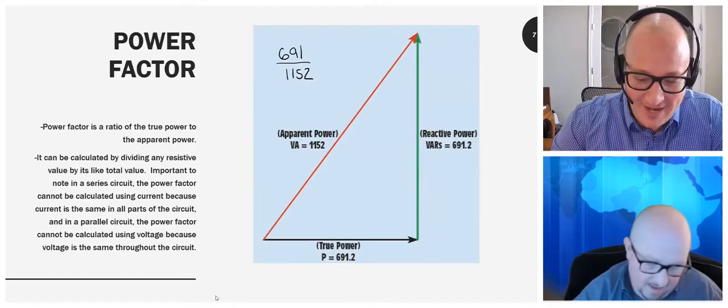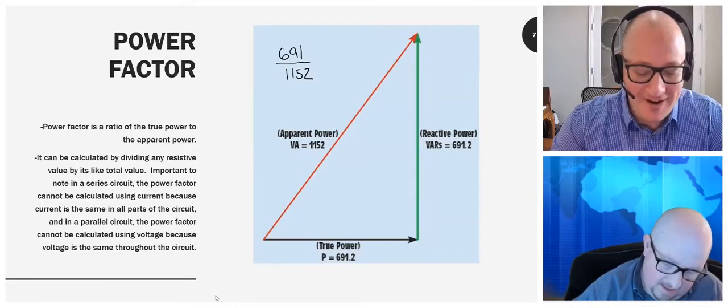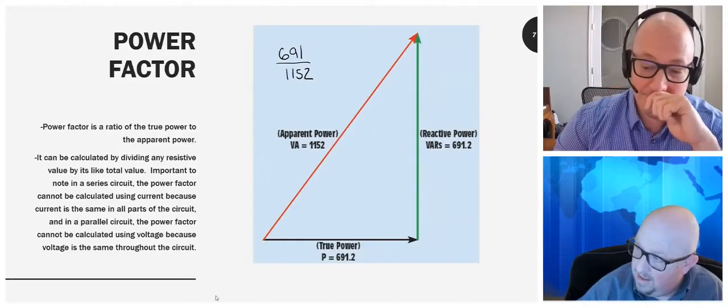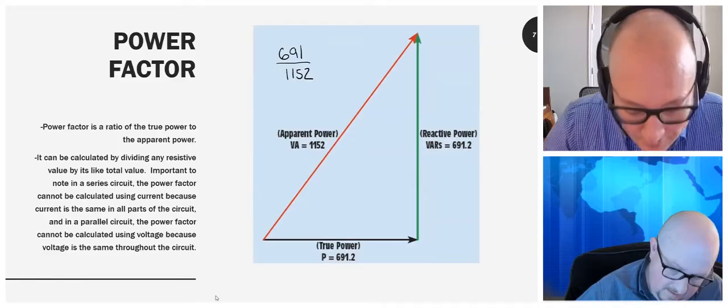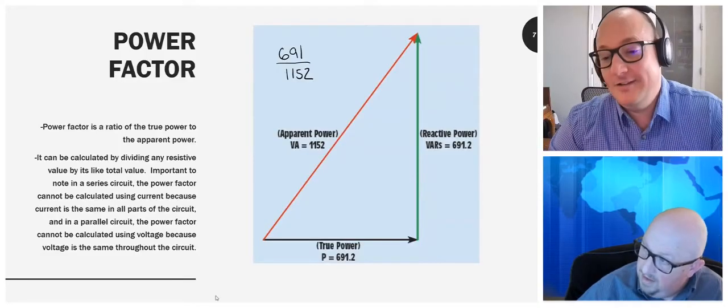All right. So I've got a really impressive power factor, 60%. Is that what you're getting? Yeah, 0.59 repeating, roughly. Yeah, that isn't good.